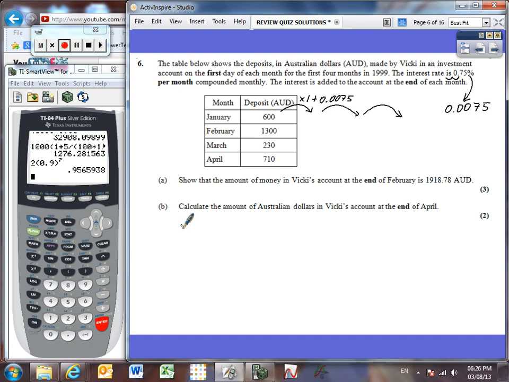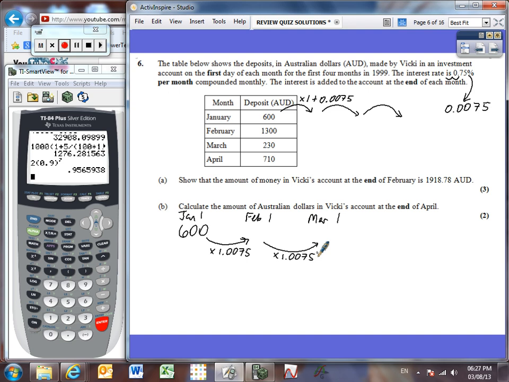Our January amount of 600, so this is at the time of January 1, and then here's February 1, and then here's, let's say, March 1. The 600 had to multiply by 1.0075 in order to get the amount it's worth on February 1. And then it has to multiply by that growth rate again. During the month of February, it's also earning this 0.75%.